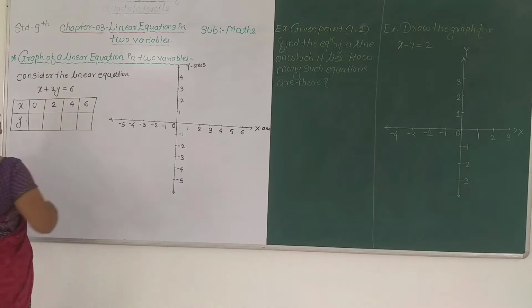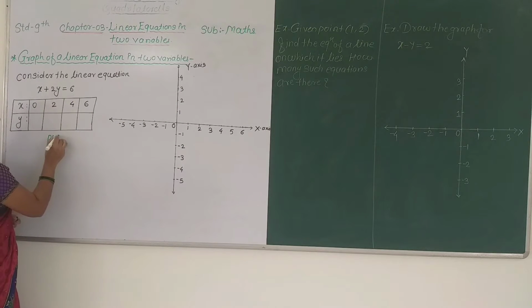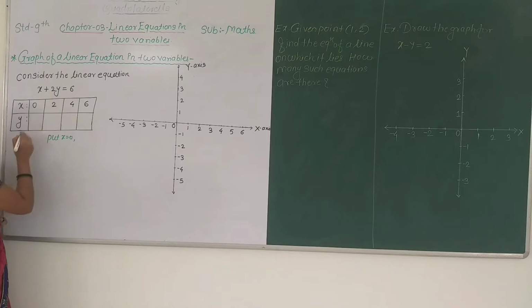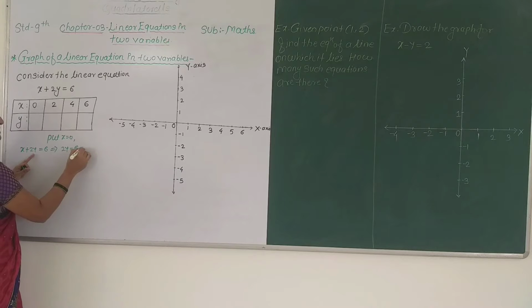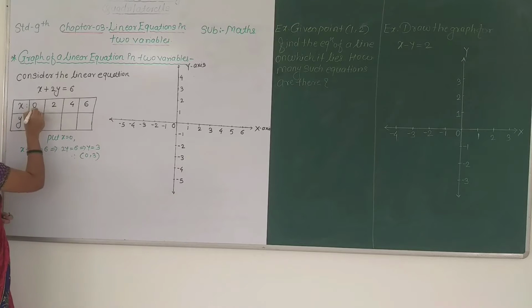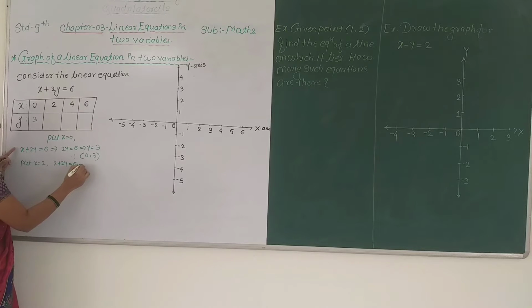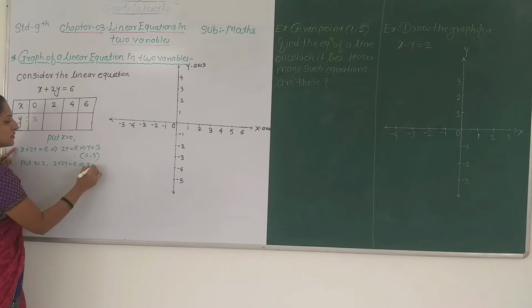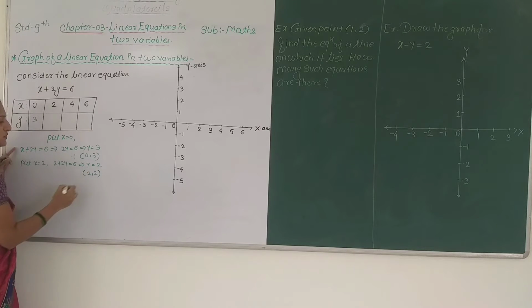First, I substitute x is equal to 0 in the given equation. We get 2y is equal to 6, which implies the value of y is 3. Therefore, my first point is (0, 3). Whenever x is 0, y is 3. If I put x is equal to 2, then 2 plus 2y is equal to 6, which gives y is (6 minus 2) is 4, 4 divided by 2 is 2, so y is 2. So the next point is (2, 2).